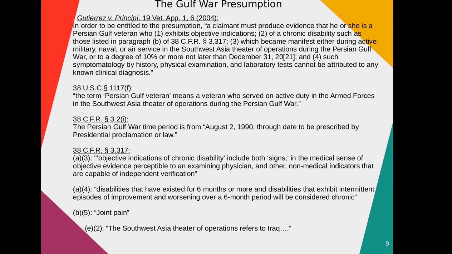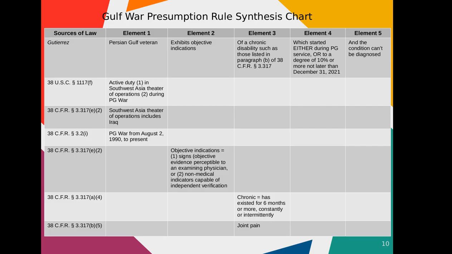So these are our sources that we are working with, and we want to pull the rules and the rule sections and the elements out of these sources and put them in a chart. Let's see how we do that. Here is our Gulf War presumption rule synthesis chart. As you can see, I put all of our sources of law on the left, the Gutierrez case, the statute, and all the different paragraphs of the relevant regulations.